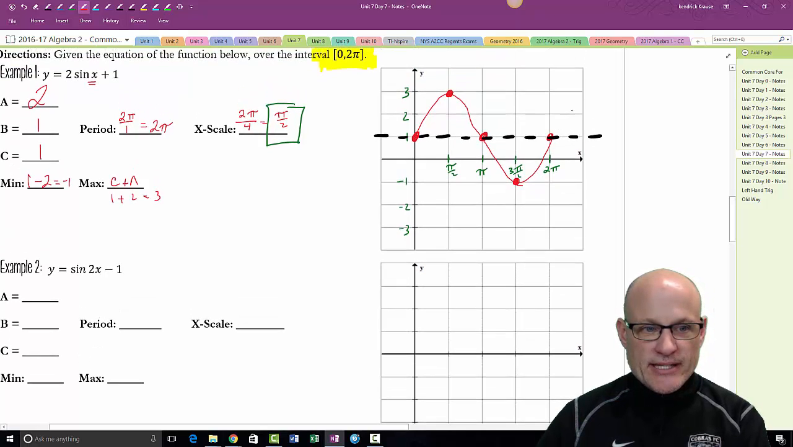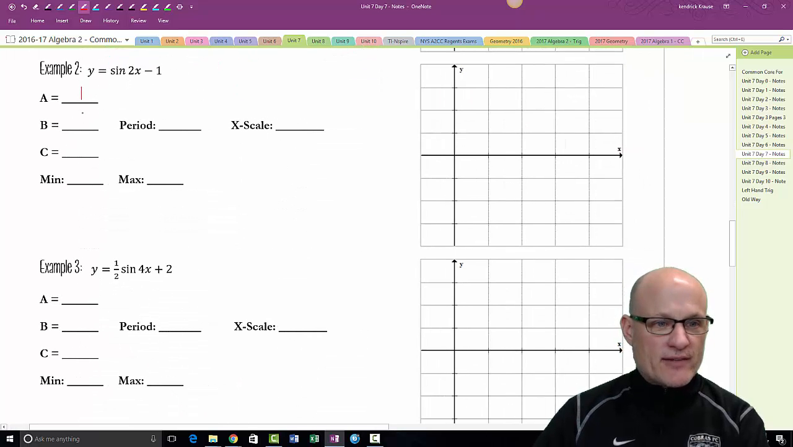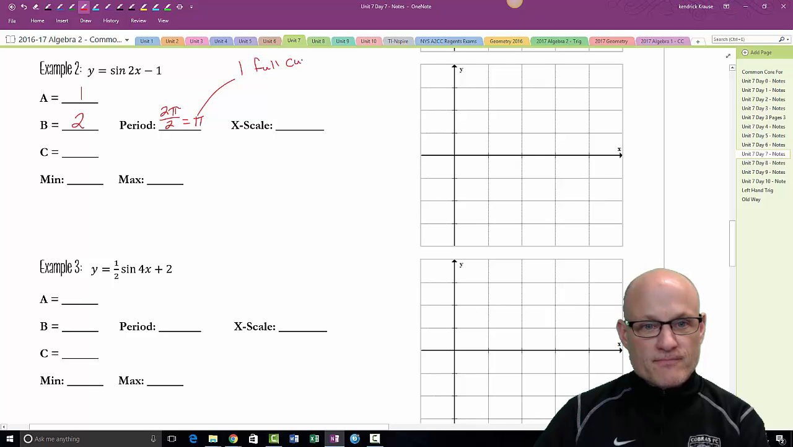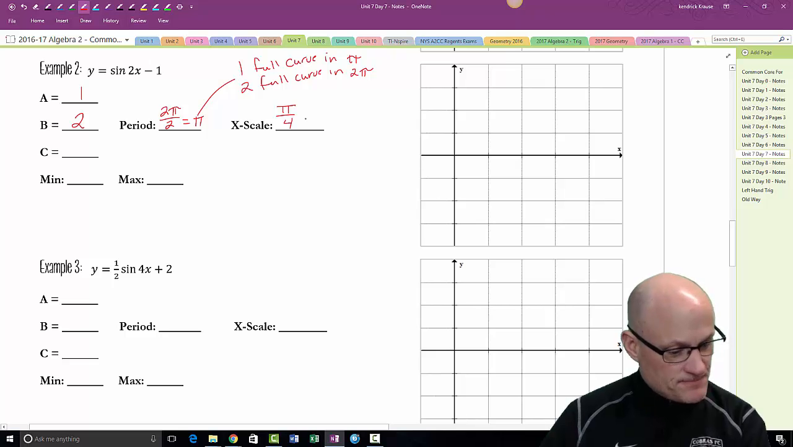So, yeah. This next one is going to be a little interesting. I'm going to make my decision just in a second. My A is 1. That's easy. My B is 2. My period is 2 pi over 2, which is just pi. Now, what does that mean? That means I'll finish one full curve in pi. Or, in other words, I'll finish 2 full curves in 2 pi. Now, my scale factor is going to be pi over 4, period over 4.